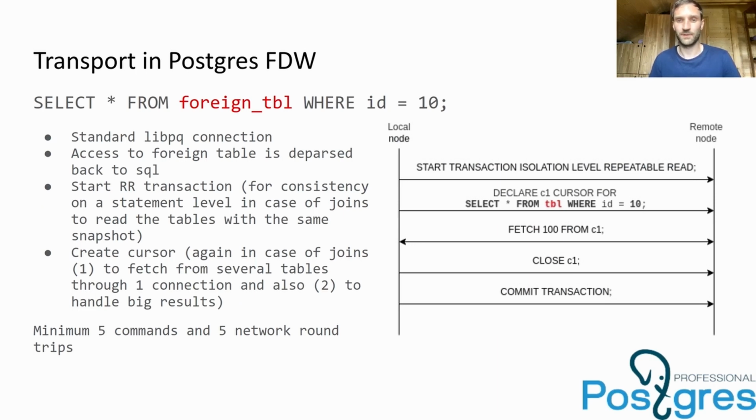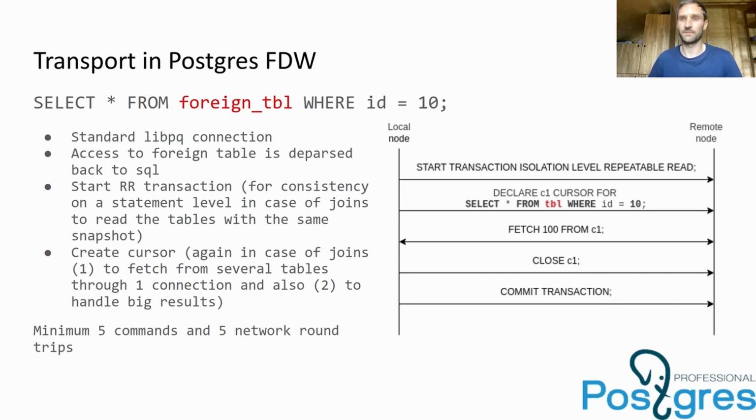In short, the implementation of transport in PostgreSQL looks as follows. When you issue a select like that, PostgreSQL creates a new libpq connection to the remote node. It starts a repeatable read transaction. This is used for consistency, because even when you execute a single statement locally, it can generate several queries to the remote node.